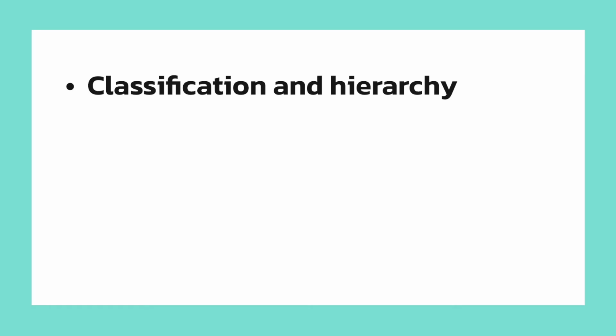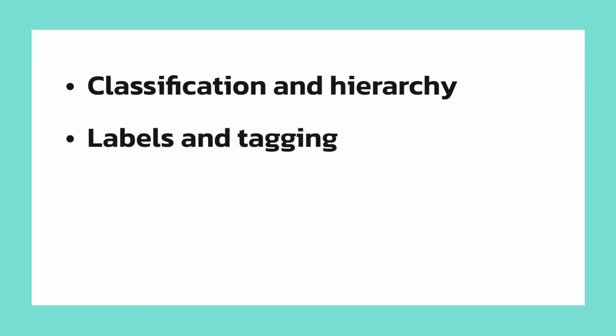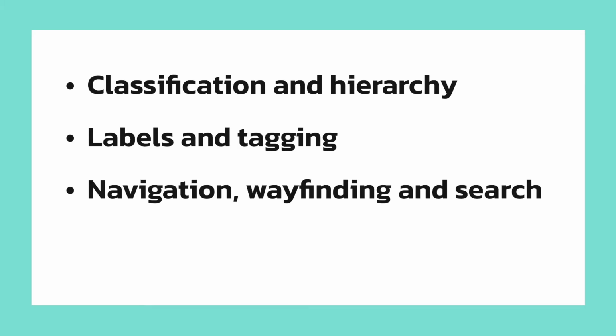To put it another way, information architecture connects people to the information that they're looking for by organizing things like classification and hierarchy, labels and tagging, navigation, wayfinding, and search. Bad information architecture makes it difficult for users to find what they're looking for, whereas good information architecture makes it possible for a user to focus on their tasks, not on navigating their way around a site.